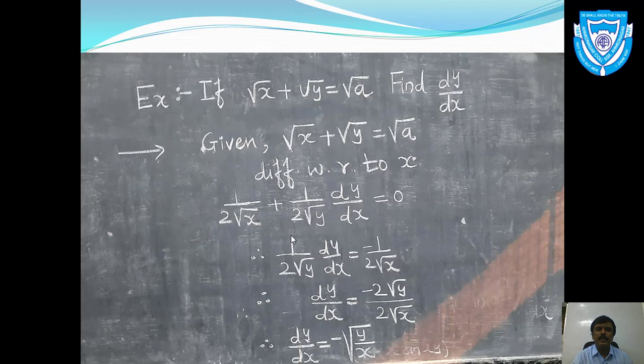So this 2 will get cancelled, and in the last step we get the value of dy upon dx as minus root y upon root x. We'll write y and x both under one root only. So the final answer is dy by dx is equal to minus root of y upon x.